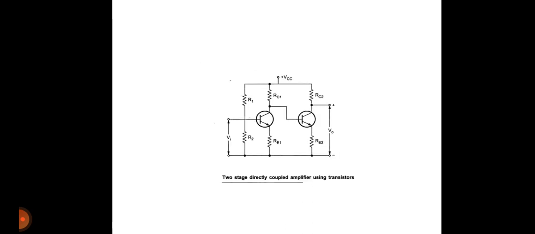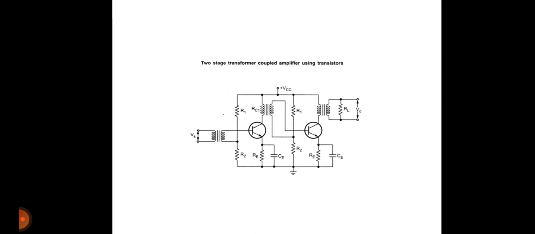The next one is the transformer coupled amplifier. Here there are two stages. The input is connected at the base of the first transistor through the transformer. Similarly, the output of the first stage is connected to the next input through the transformer. Therefore it is known as a transformer coupled amplifier. It provides good impedance matching. This type of coupling is used to match the impedances between the output and input of cascaded stages.